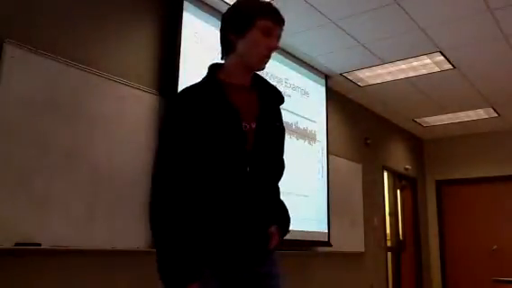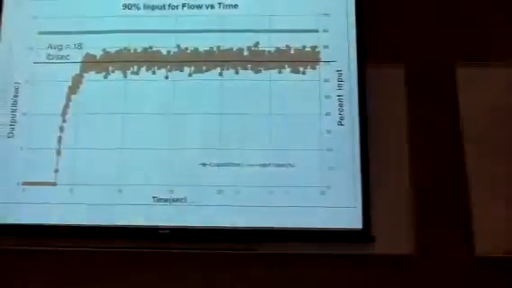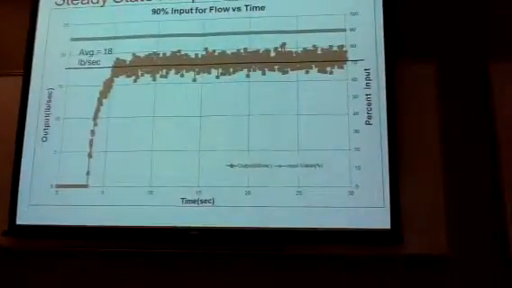Here's an example of the steady state tests. We did each of these and we averaged them. Averaged the steady state operating output to make our SSOC curve. So here we have an average of 18 pounds per second after it reaches steady state. And the range for here is, this is 90% input.